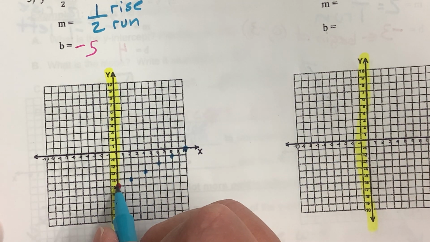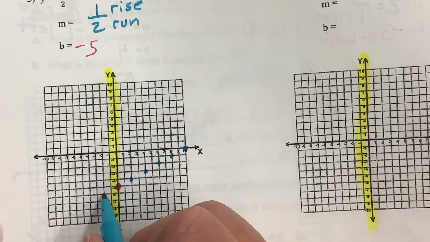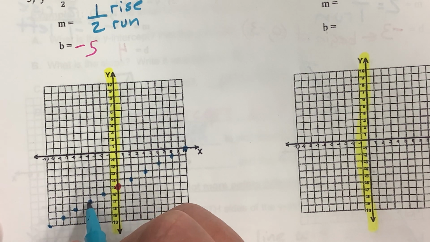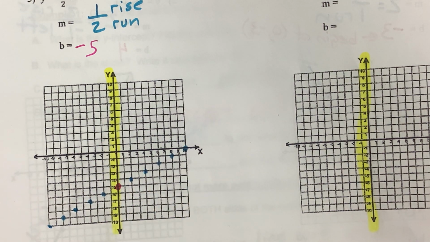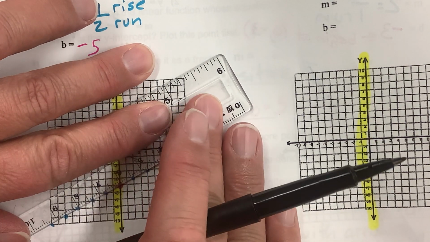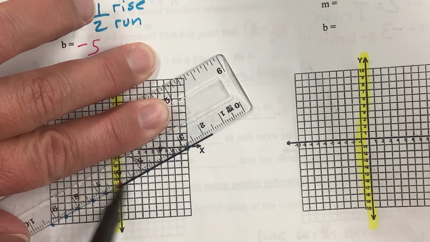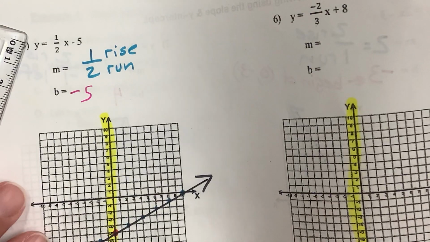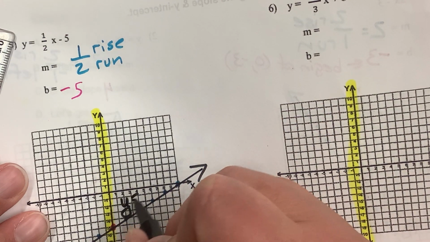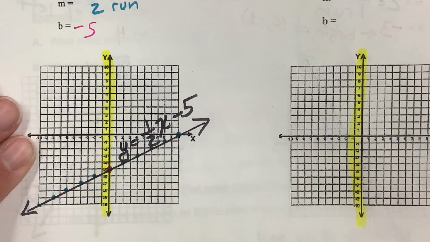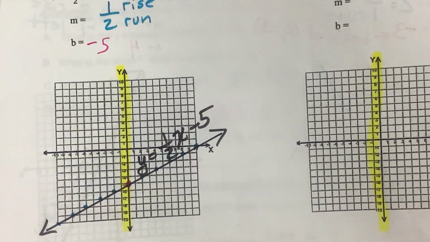Or I can go in the opposite direction and get some more points. Down 1, left 2. Down 1, left 2. But I don't like to do that. I like to think rise over run, rise over run, rise over run, because then I don't make so many mistakes. Oh, nice. And in a line, play connect the dots, and write the equation on this line. y equals 1/2 x minus 5. So arrows, equation, half, all good.